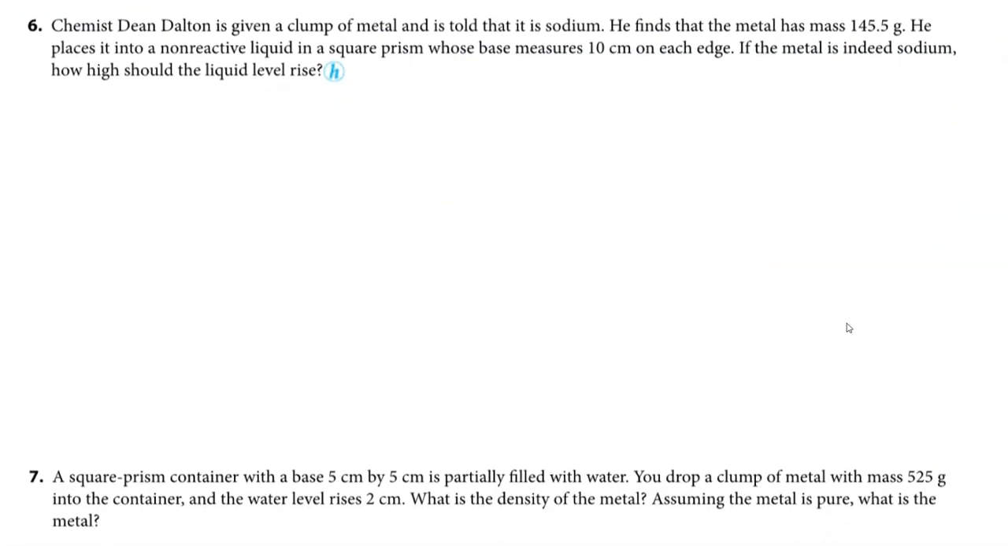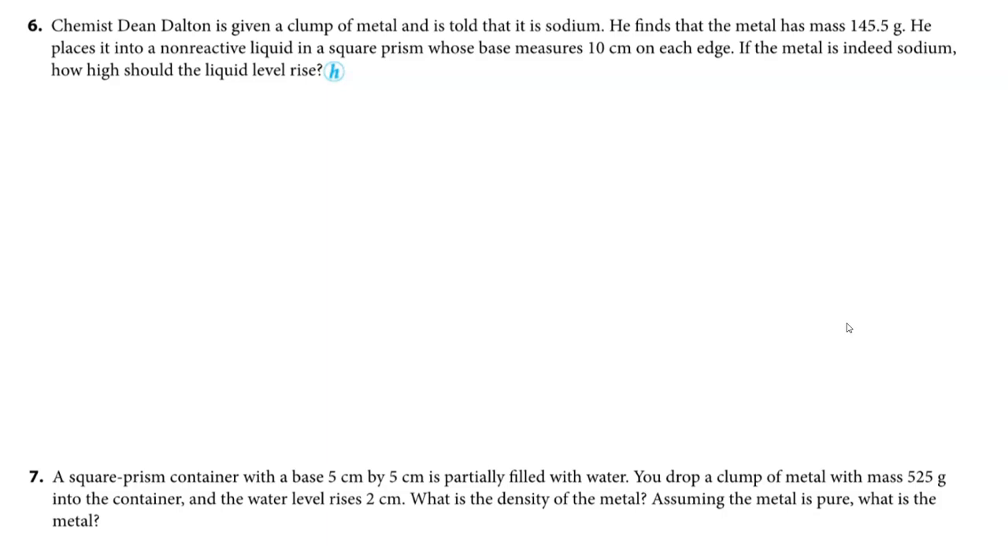All right. Chemist Dean Dalton is given a clump of metal and is told that it is sodium. He finds that the metal has a mass of 145.5 grams. He places it into a non-reactive liquid, because sodium is like one of the most reactive things. So if you drop it in water, it could explode. That's cool. Okay. Liquid in a square prism.